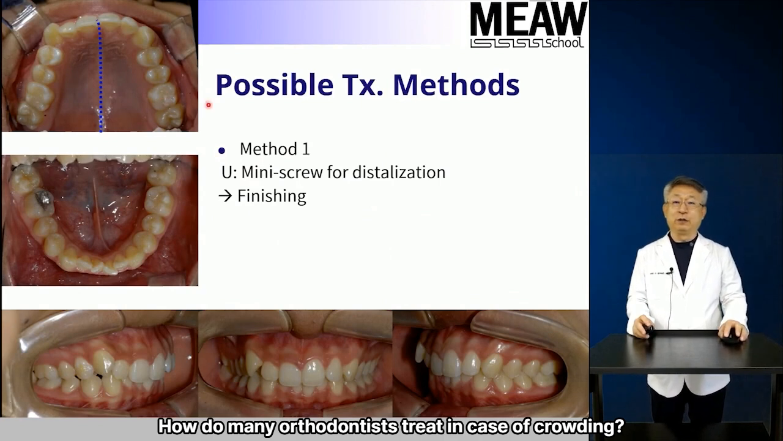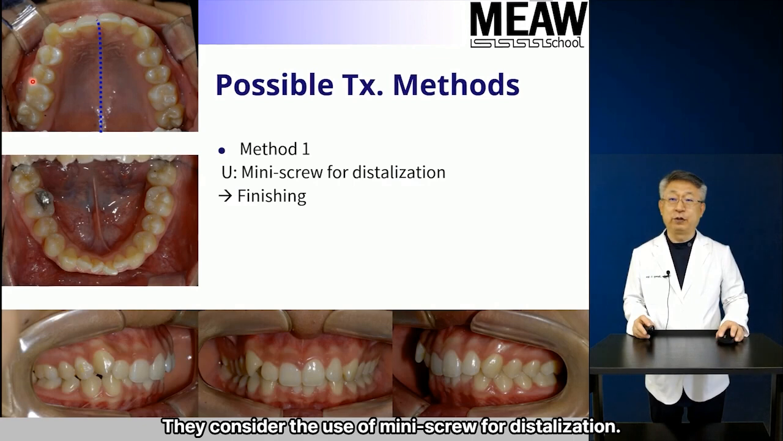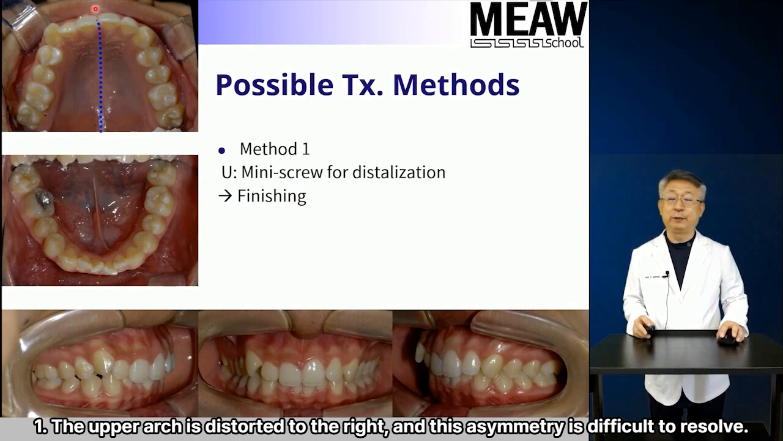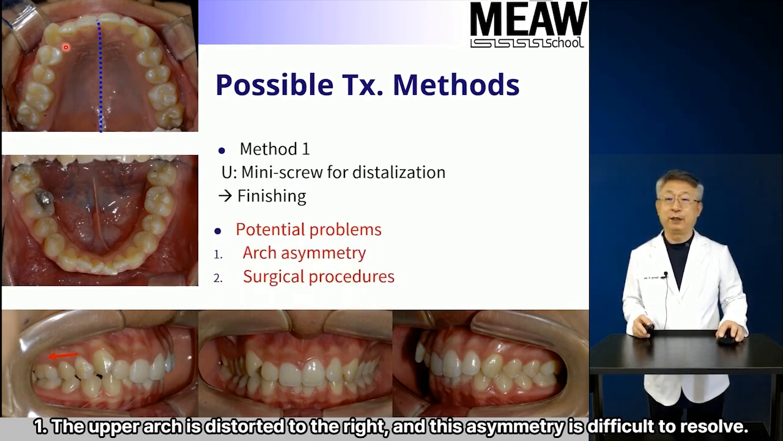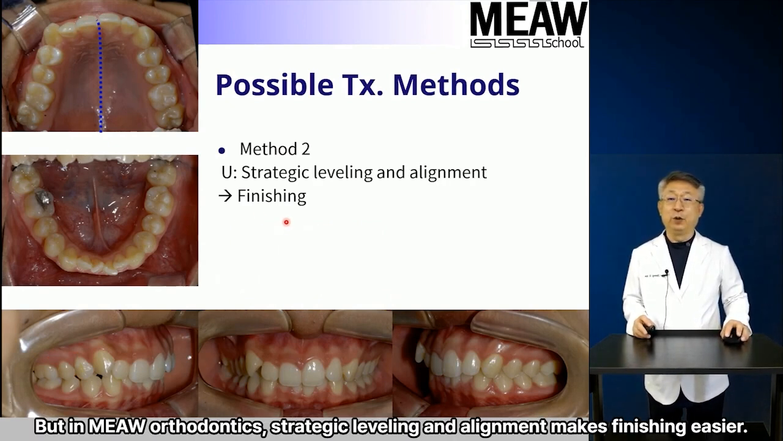How do many orthodontists treat in case of crowding? They consider the use of mini screw for distalization. What are the potential problems? 1. The upper arch is distorted to the right, and this asymmetry is difficult to resolve. 2. And surgical procedures are required for mini screws. But in mio-orthodontics, strategic leveling and alignment makes finishing easier.